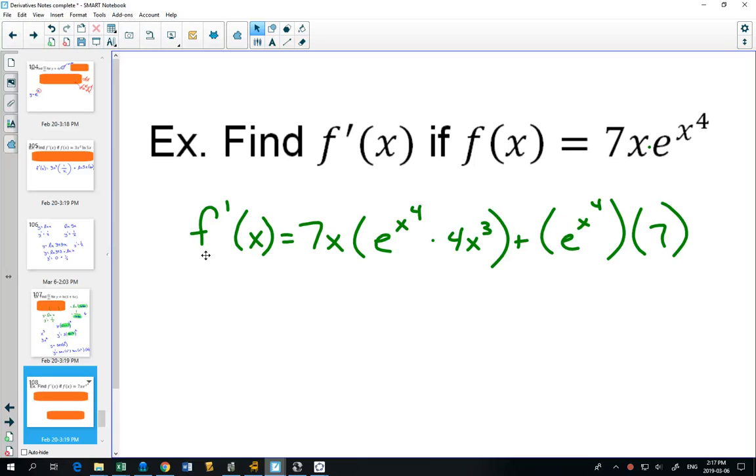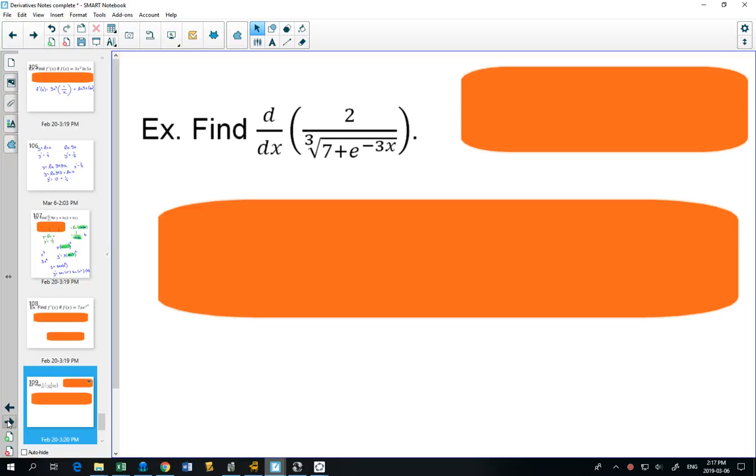Product rule, keep the 7x the same, then derivative of e to the x to the 4, where derivative of e to the x to the 4, keep the inside the same, and this one was probably okay because the inside was in the same places where it should be, and then multiply by the derivative of the inside. Then keep the second one the same and derivative of the first one. And 1 to go.